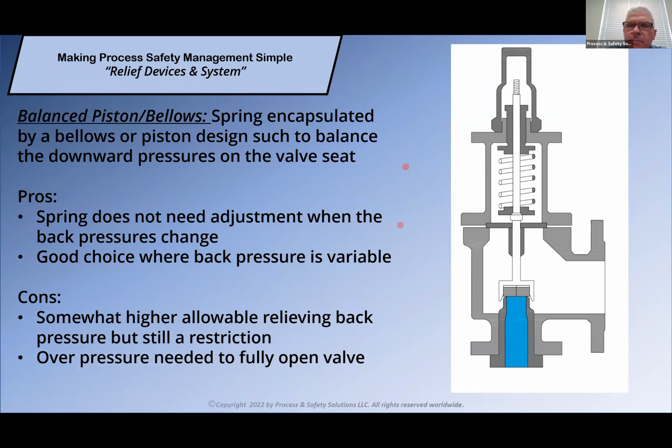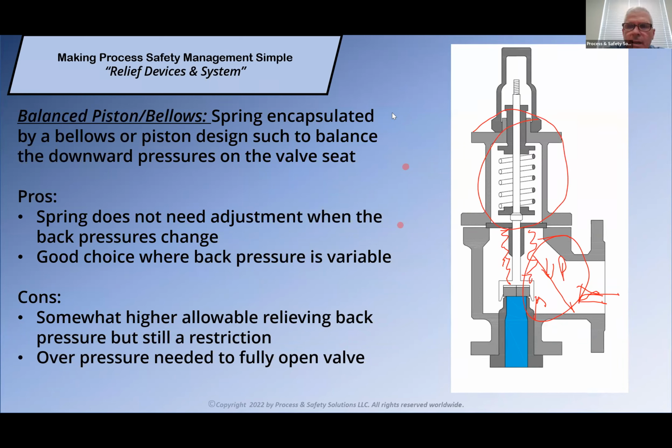When you have a balanced piston or bellows type valve, what is different here is you have a bellows covering this part of the valve, such that the pressure pushing up on this is the same as the pressure pushing down, so that it cancels each other out. So now it doesn't really matter if my back pressure here is constant or not. This valve is still going to perform and lift at the set point that we've decided with the spring.